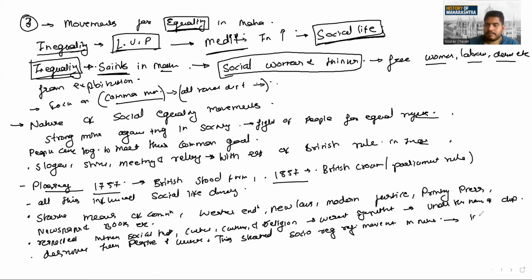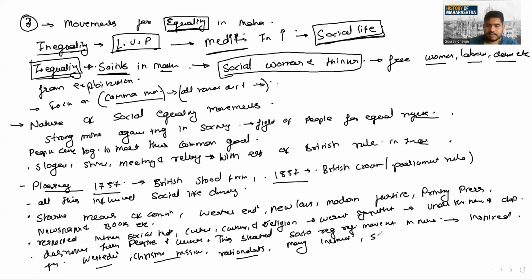These movements were inspired by Western education, Christian missionaries, and rationalists. Rationalists are people who always strive to get the answer to why: whatever you are doing, why you are doing it. They seek the answer to every move we make. So this movement took place under the influence of Western education, Christian missionaries, and rationalist people. Many institutions, sects, and groups of people were formed to carry this out.